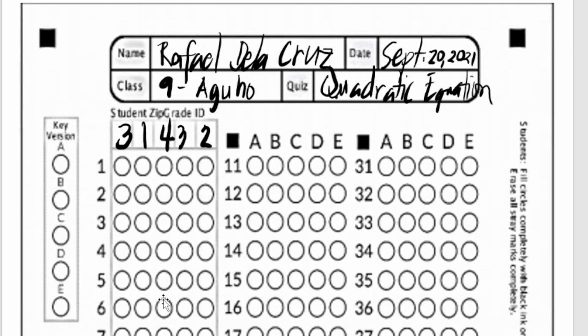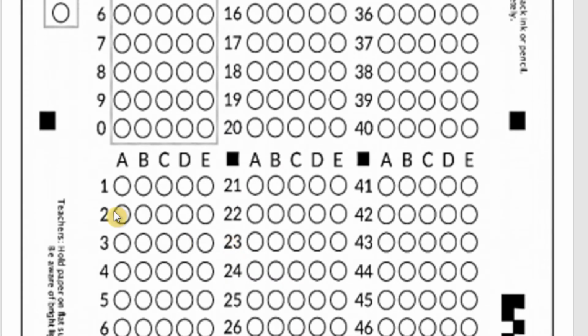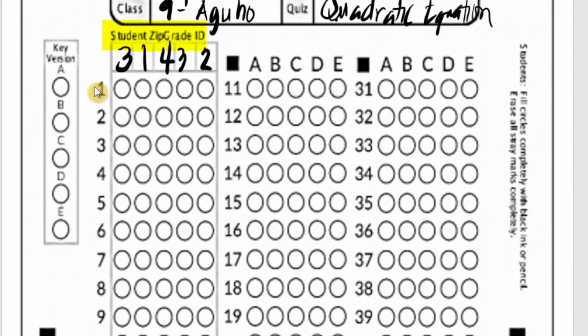And in this part here, we have the student Zipgrade ID. And then the below part of this is the test item. Take note, this one here is our Zipgrade ID. So you don't have to see this one as the A, B, C, D, E for your answer sheet, but this one is your Zipgrade ID, which will be given from your subject teacher, from your math teacher.